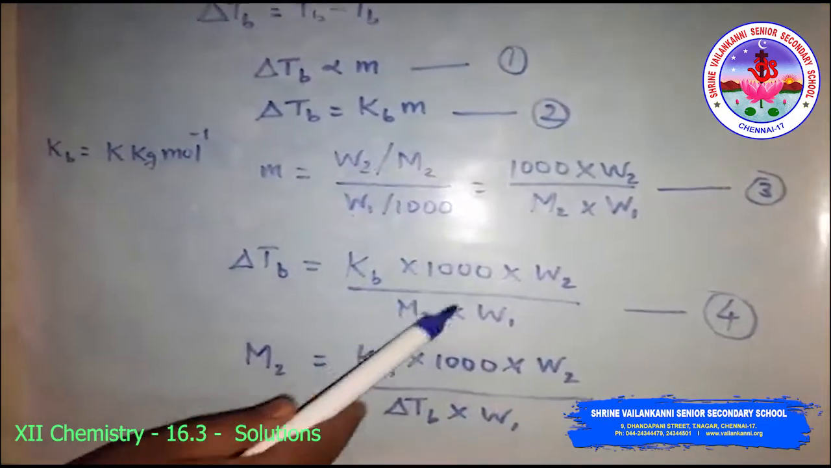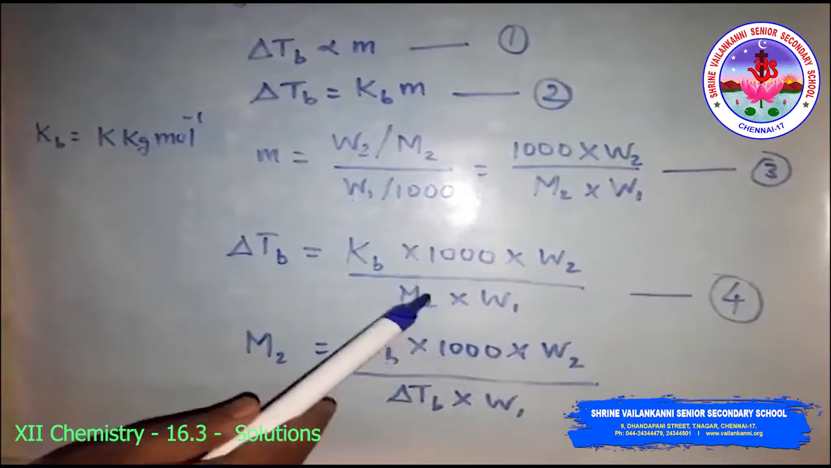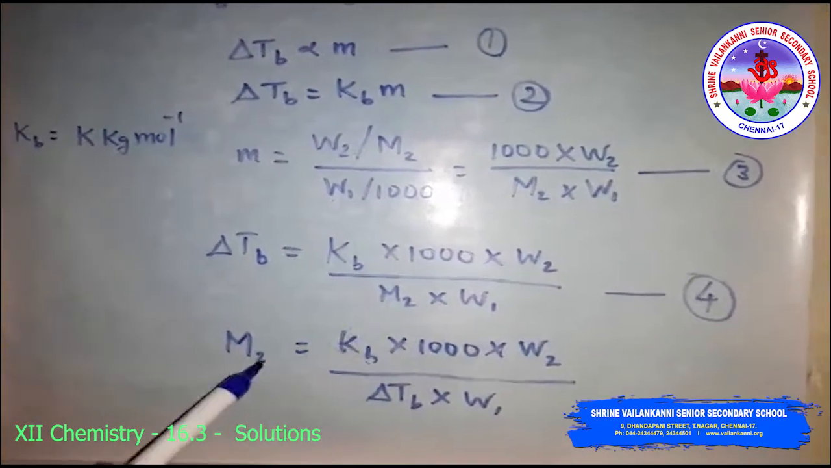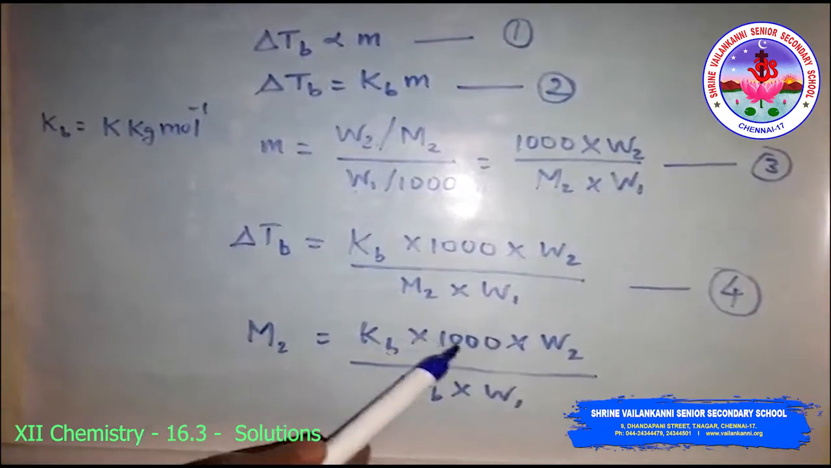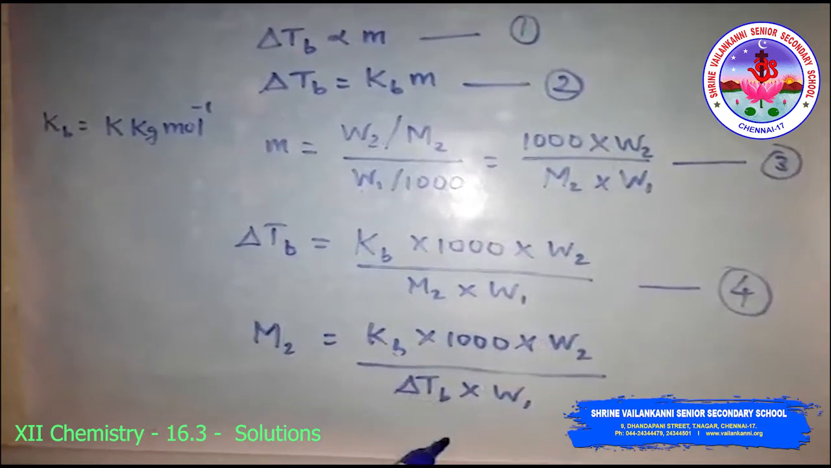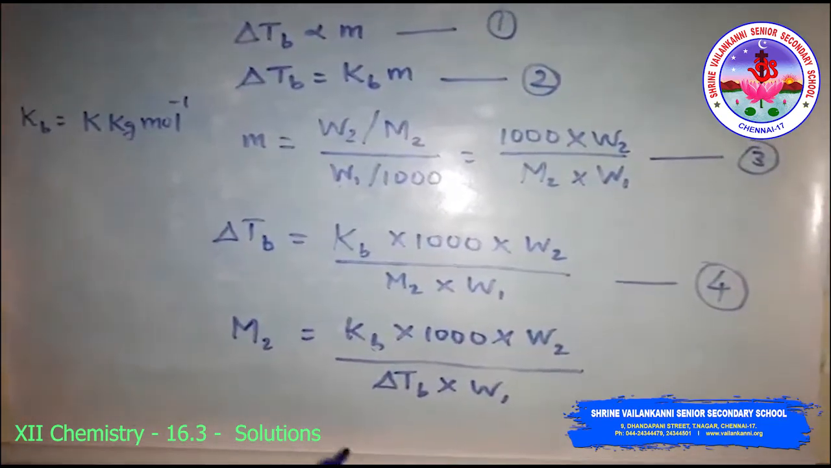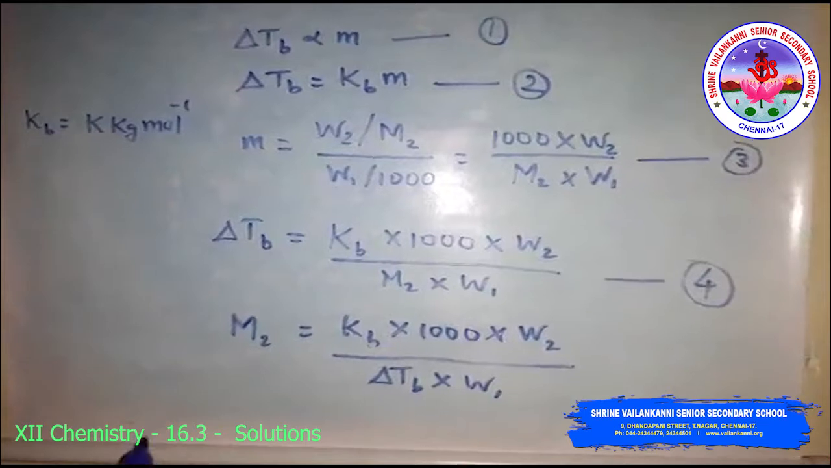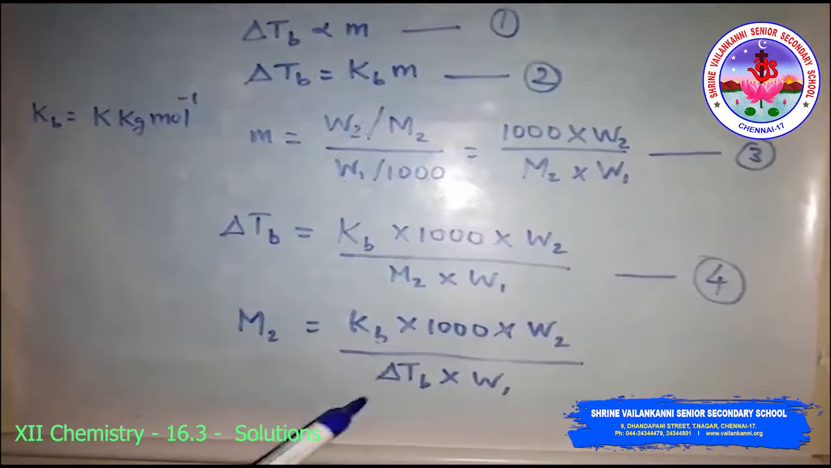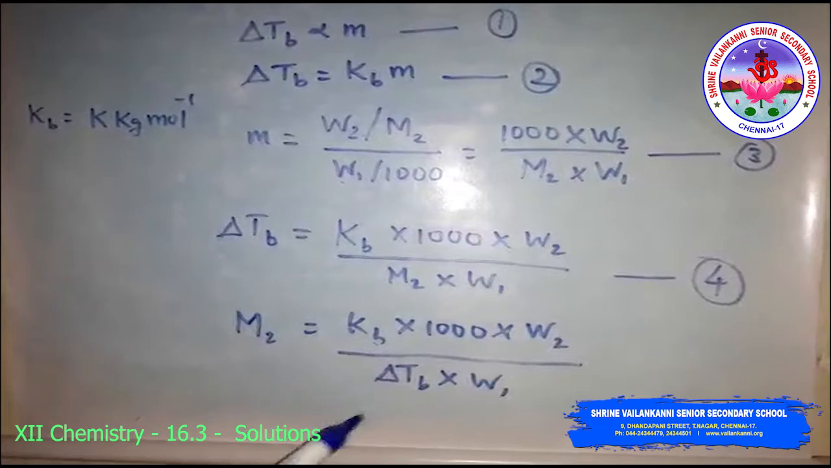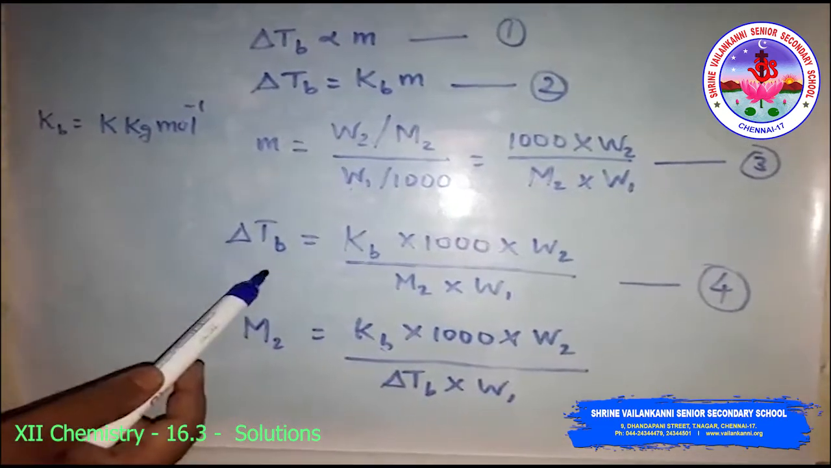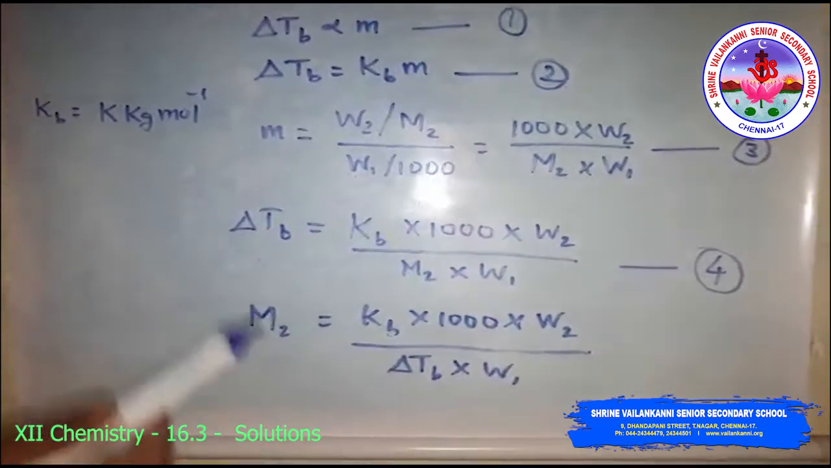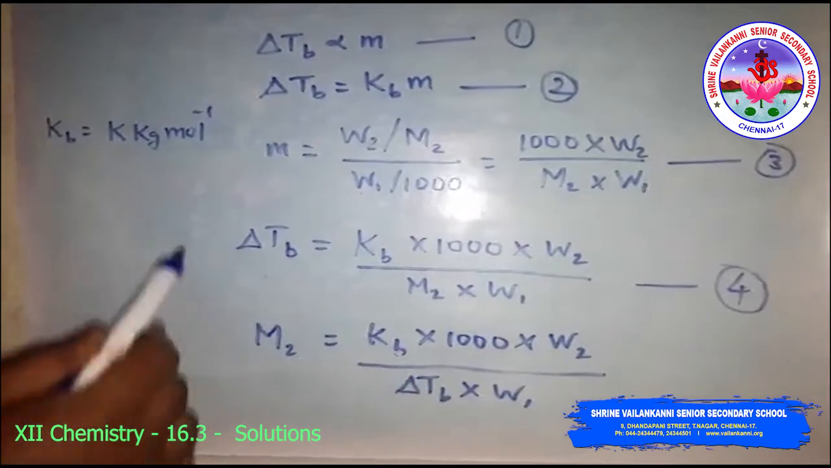I am substituting this value here, and we can rewrite the equation for M2. Suppose we want to find out M2, we can write it like this: M2 is equal to Kb into 1000 into W2 divided by delta Tb into W1. This is for the elevation of boiling point. In order to determine M2, the molar mass of the solute, a known mass of the solute in a known mass of the solvent is taken, and delta Tb is determined experimentally for a known solvent whose Kb value is known. So this is the formula.